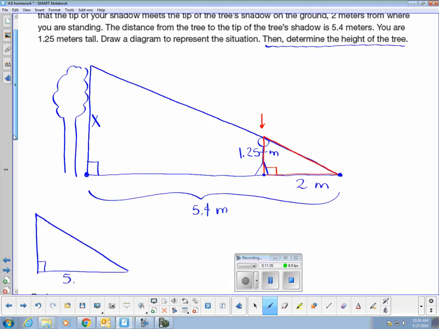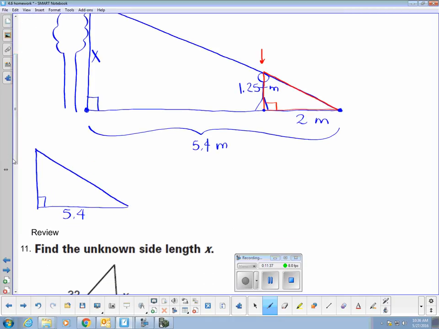Make sure that was 5.4, yes. 5.4 meters. We're trying to find the height x. And here's your height and your shadow. And your height was 1.25 meters, and your shadow was 2 meters. So now I can correspond sides quite easily. X in the larger triangle corresponds with 1.25 in the smaller triangle as 5.4 in the large triangle corresponds with 2 in the smaller triangle. So we're going to cross multiply.